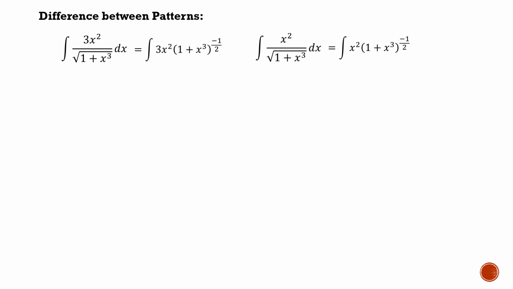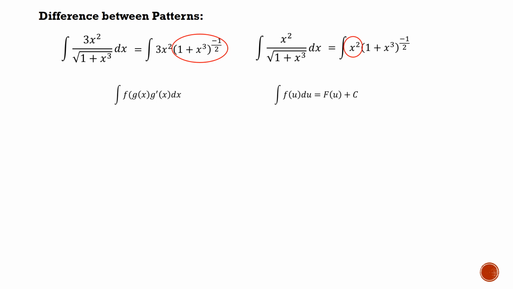Now, if we take a look at the first one, we know that we have a composite function, or if you want to take a look at the general power rule for integration, we can see that for 1 plus x cubed, if I were to take the derivative of that, I would end up with 3x squared. So therefore, this particular one fits the pattern, and all I would need to do is simply find the antiderivative of the composite part. For the second example, it's a little bit different. If I take the derivative of 1 plus x cubed, I end up with 3x squared. But I only have x squared.